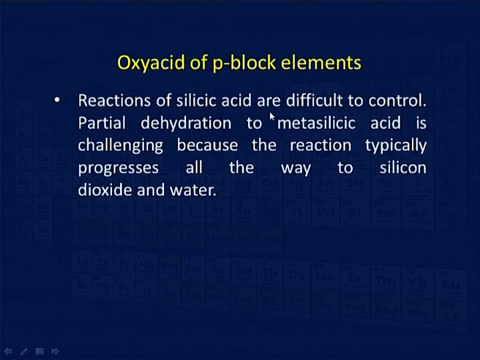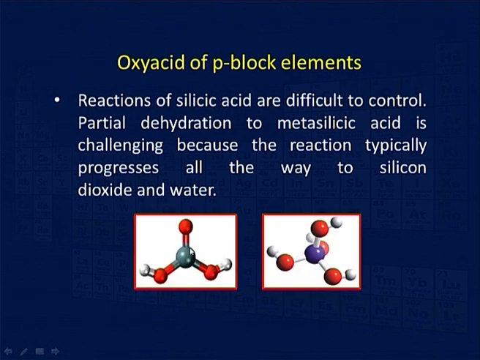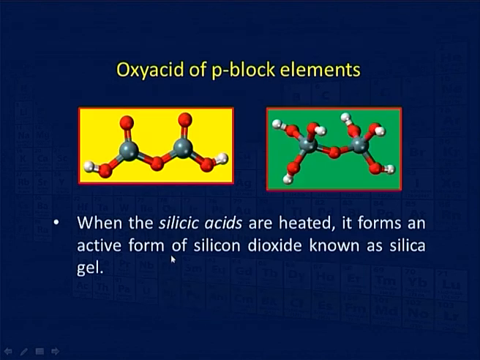The reactions of silicic acid are difficult to control. Partial dehydration to metasilicic acid is challenging because the reaction typically progresses all the way to silicon dioxide and water. This is the structure of metasilicic acid. When silicic acids are heated, they form an active form of silicon dioxide, also known as silica gel, which is usually used for removal of moisture from the surroundings.